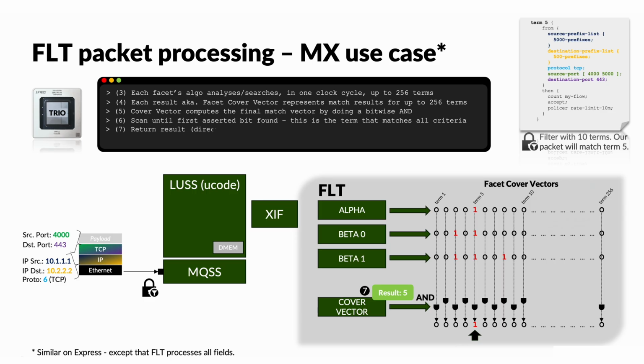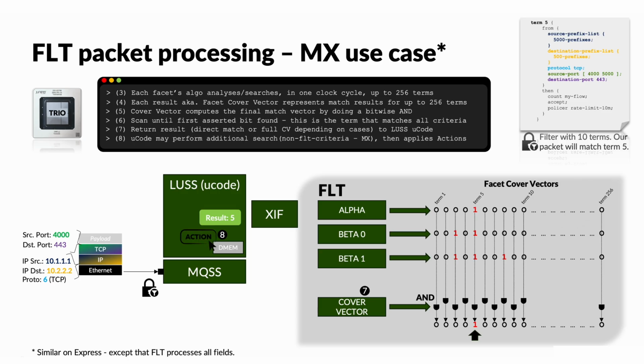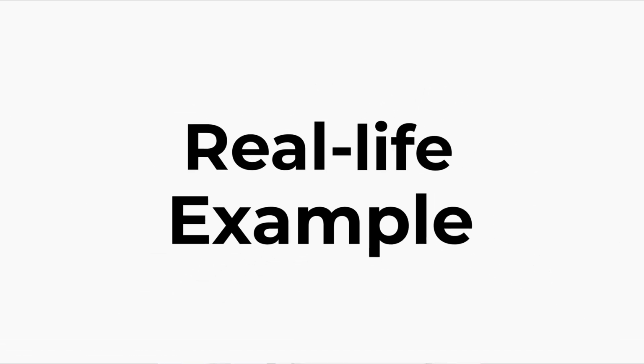This result is then returned to the ASIC microcode, which may perform a second phase of search if needed. We'll discuss that later. For example, to check non-5-tuple match criteria. Finally, the corresponding actions are applied to the packets, and all of this happens at line rate.